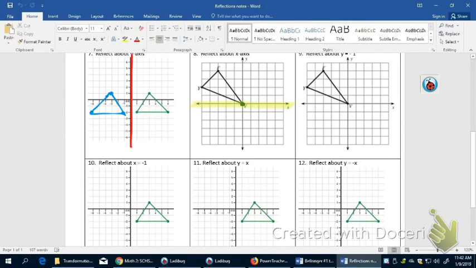Make sense? Okay, F. This time I'm counting how far F is from the yellow. It's 1, 2, 3, 4 away. So I'm going to go 4 below it. 1, 2, 3, 4. How far is Y from the yellow? 2. So I'm going to go 2 below it, and then connect the points. Does it look like a mirror image? Yeah, because it's backwards, and it should be.